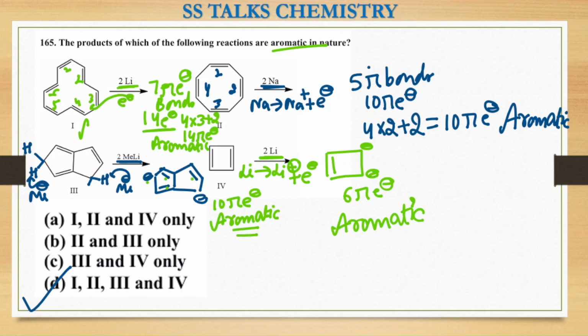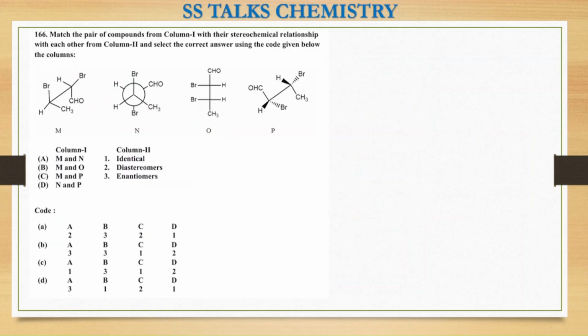Now the next question that we have is this one. This question says to match the pair of compounds from column 1 with the stereochemical relation with each other from column 2, and select the correct answer using the code that is given to us. Here you can see column 1 and 2. The relationship between these four different molecules, M, N, O and P, is given. We have to predict the stereochemical relationship between them, whether they are identical, diastereomers or enantiomers. Here you can see different types of projections are given to us.